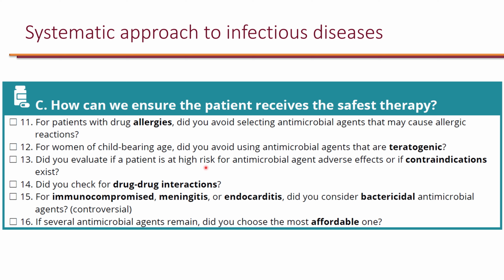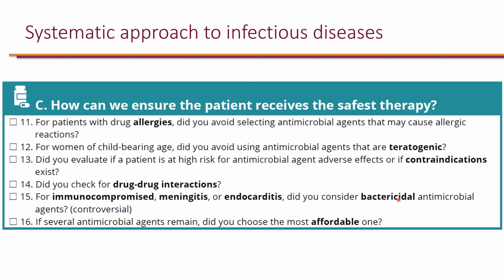You want to evaluate if a patient is at high risk for adverse effects, or if there are contraindications, and avoid those in the patient. You always want to check for drug-drug interactions if the patient is taking other medications or over-the-counter agents, including herbals, supplements, etc. For immunocompromised patients and those with meningitis or endocarditis infections, we want to consider, in general, bactericidal antimicrobials.